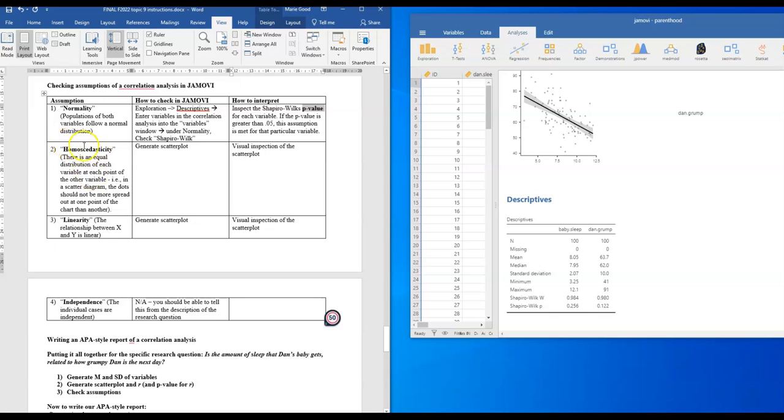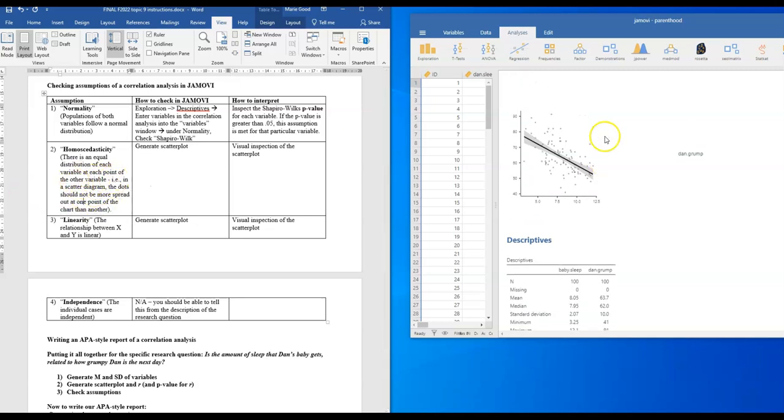The next two assumptions are homoscedasticity and linearity. Homoscedasticity is just a fancy word for saying that we're assuming there's an equal distribution of each variable at each point of the other variable. That means, in the scatter diagram, the dots should not be more spread out at one point of the chart than another. So we're going to be looking at the scatter plot, and we're looking for this pattern here, right? The dots shouldn't be more spread out at one point of the chart than another.